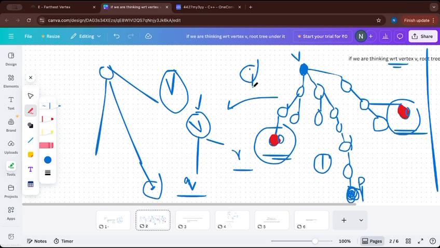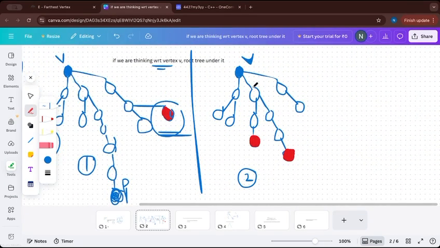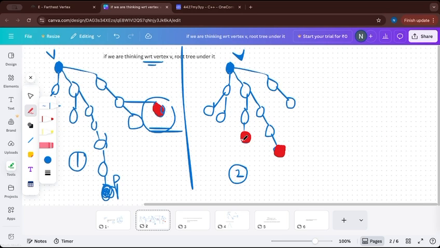And coming to the second case, what if the diameter is not passing through vertex V? What if the diameter is not passing through vertex V? Then what is the case? So even then, this is the diameter, right?